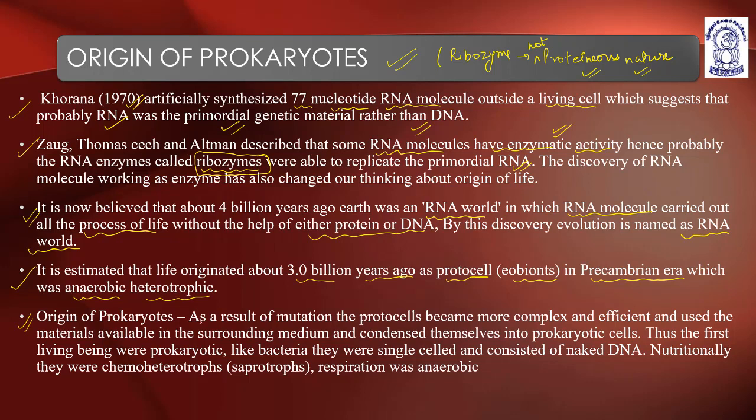Okay. As a result of mutation, mutation means sudden change in DNA, the protocells became more complex and efficient and used the materials available in the surrounding medium and condensed themselves into prokaryotic cells. So these protocells, because of some changes in their DNA, because as they are having nucleoproteins in them, now because of mutation in their DNA or genetic material, it may be DNA or it may be RNA or it may be nucleoprotein.